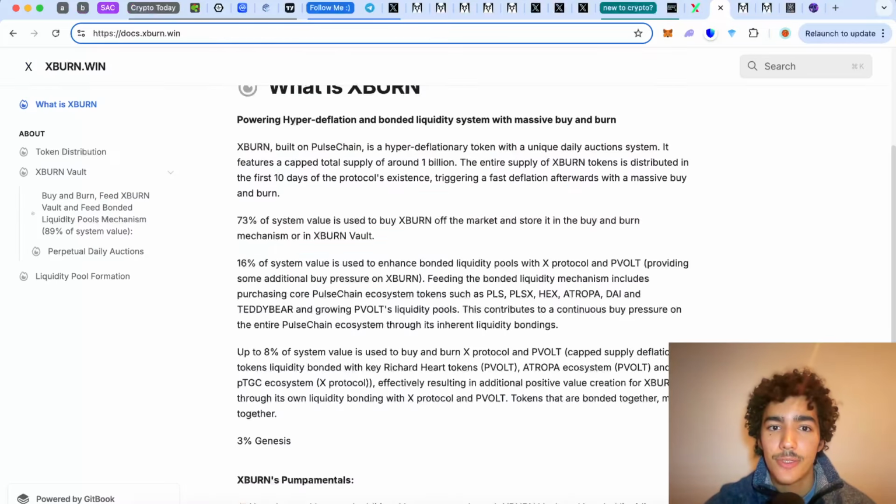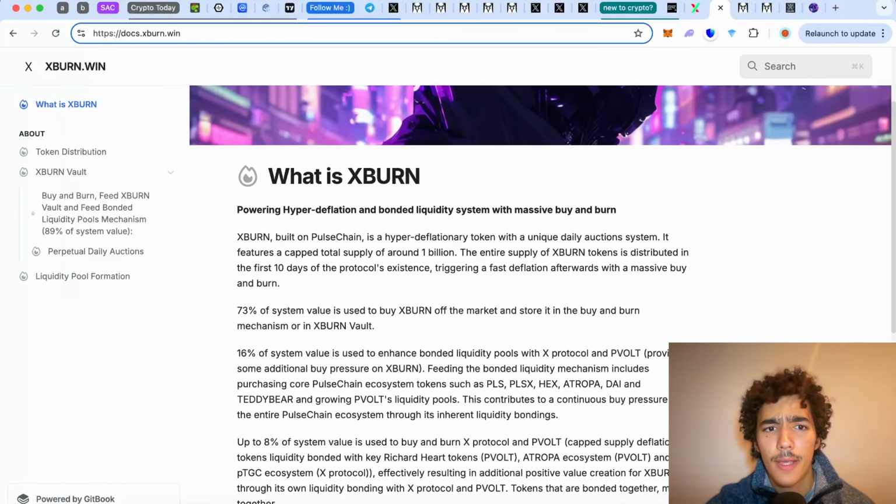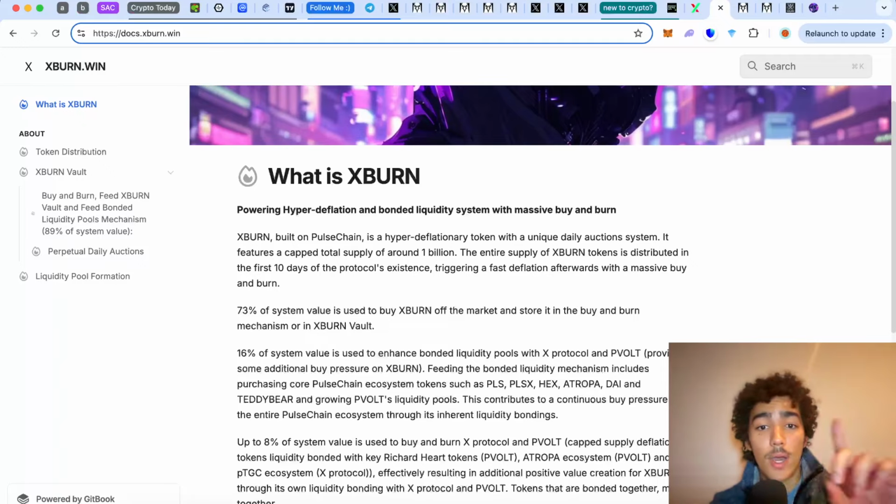But going back to it, ladies and gentlemen, what is XBURN? Powering hyperdeflation and bonded liquidity system with massive buy and burn. XBURN, built on PulseChain, is a hyperdeflationary token with a unique daily auction system. It's a proven concept, guys. I've been there. I've seen it. The FOMO is real. Let's see if we can replicate this on the PulseChain side. I'm very interested to see how this plays out. It features a capped total supply of 1 billion.